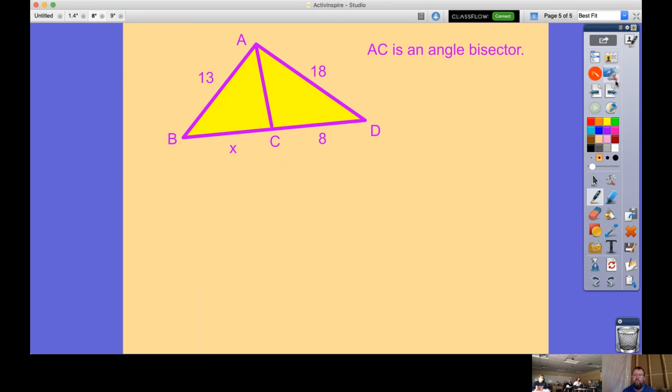All right, one more for this lesson. For this one, make sure you get this sentence written down. It's the most important sentence of this problem. And without that sentence, you cannot solve this one.